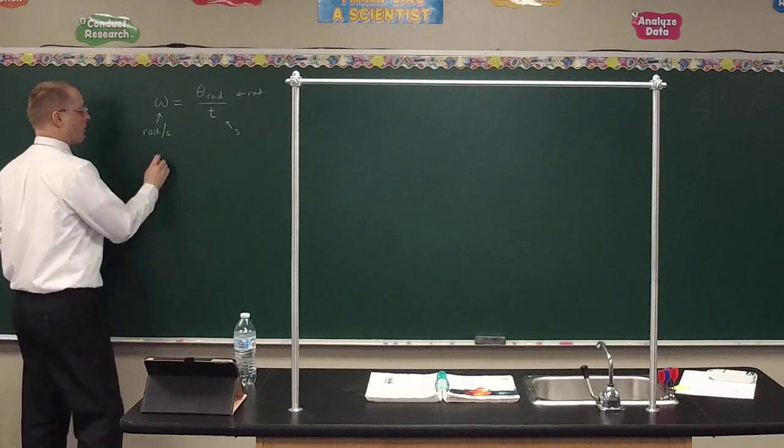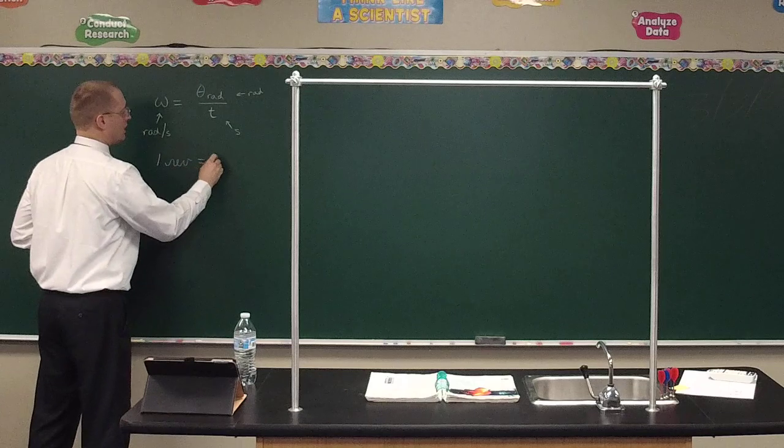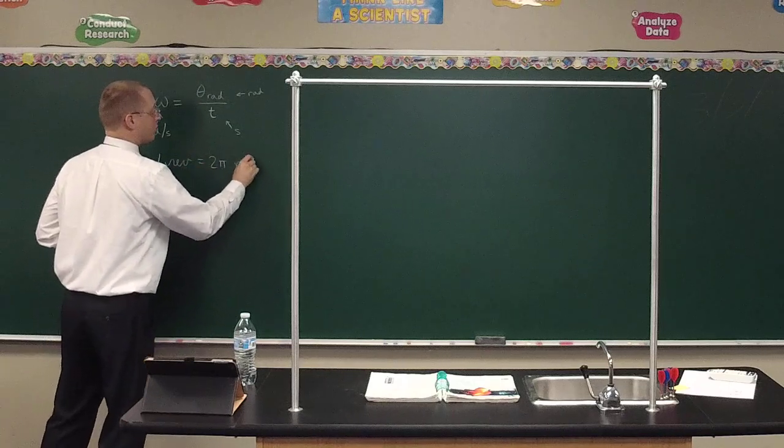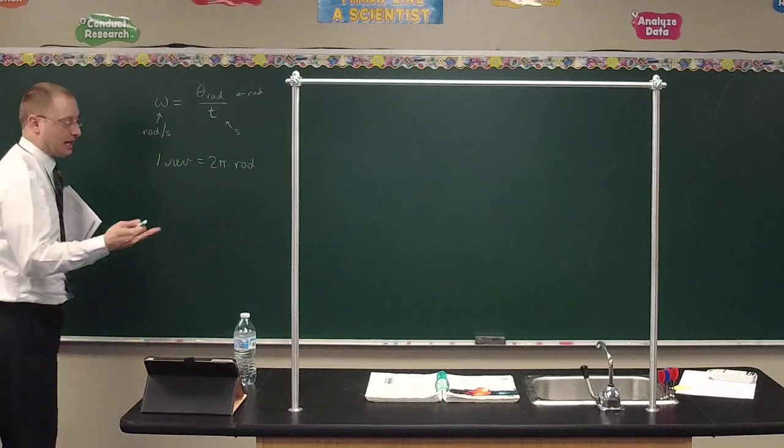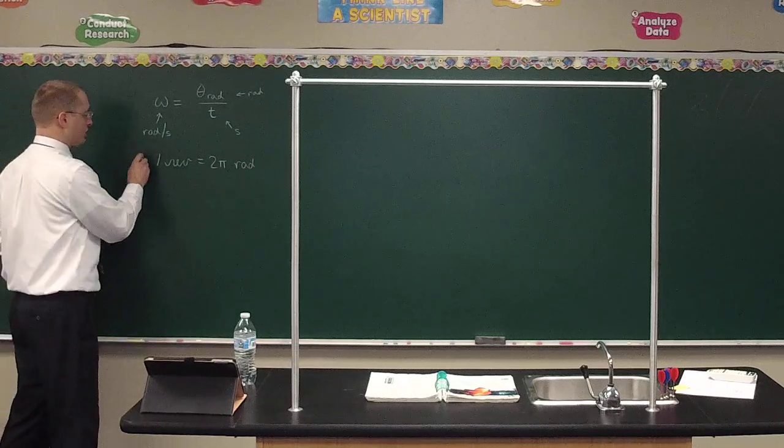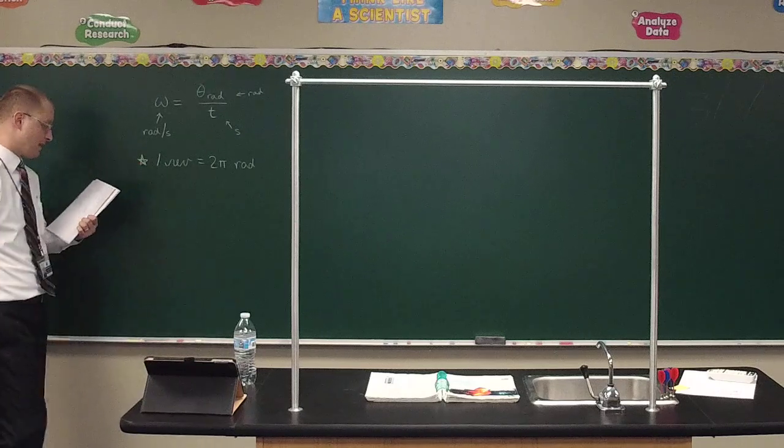We also need to recall that 1 revolution equals 2 pi radians when doing calculations like this. So if you're given revolutions per second or revolutions per minute or this many revolutions in this much time, maybe a revolution in half a second, right? Remember that revolutions are 2 pi radians. I believe I already had you write that down.